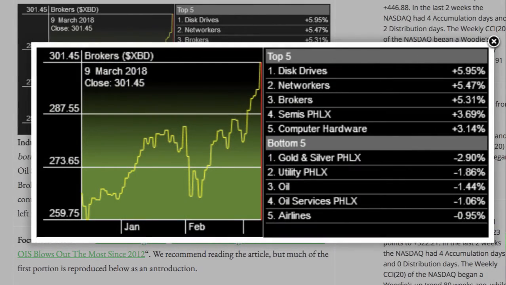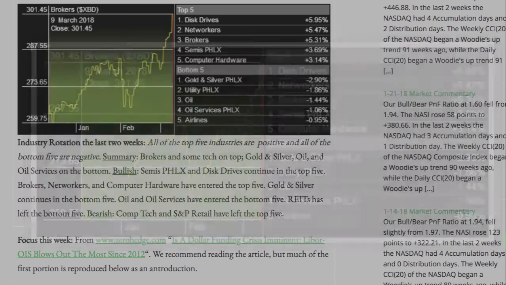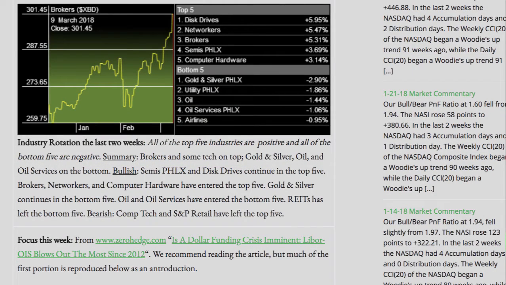Industry rotation the last 2 weeks. All of the top 5 industries are positive, and all of the bottom 5 are negative. Summary: brokers and some tech on top, gold and silver, oil, and oil services on the bottom. Bullish, semis, and disk drives continue in the top 5. Brokers, networkers, and computer hardware have entered the top 5.